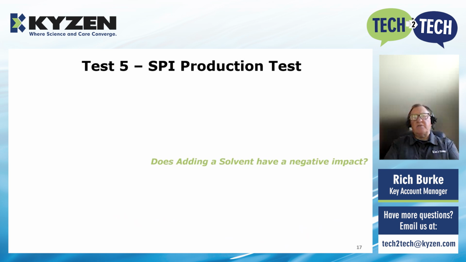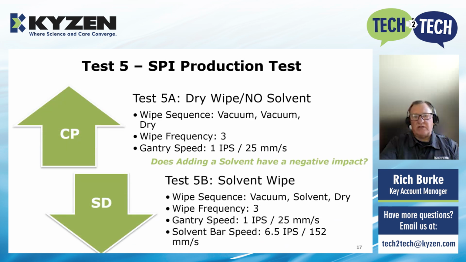So the last phase of the testing was to try to answer the question, does a wet wipe process have a negative effect to the print process itself, quality itself. And for this phase of the testing, we utilized SPI, solder paste inspection, as a test metric, if you will, or method. Broken into two phases, a test 5A and a 5B. So 5A being a dry wipe process, no solvent. So this was a vac dry, and the wipes happened after every third print. Gantry speed at 1 inch per second.